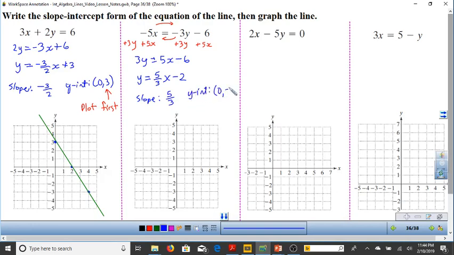0, -2. So I start with 0, -2. And then I go up 5 units. 1, 2, 3, 4, 5. And to the right 3 units. 1, 2, 3. That's all I can do. So I'm going to use those 2 points to get my line. Close enough. Then with this one here, I just subtract 2x from both sides.